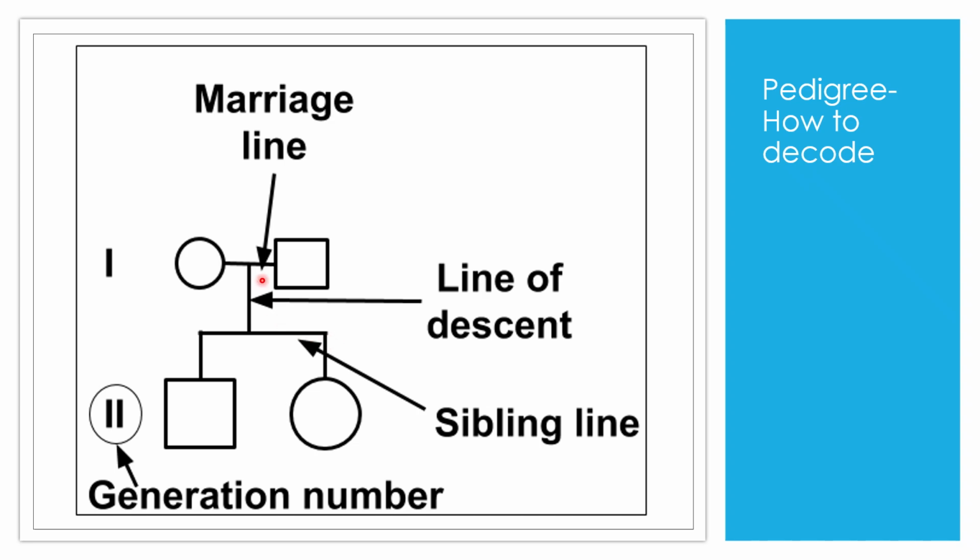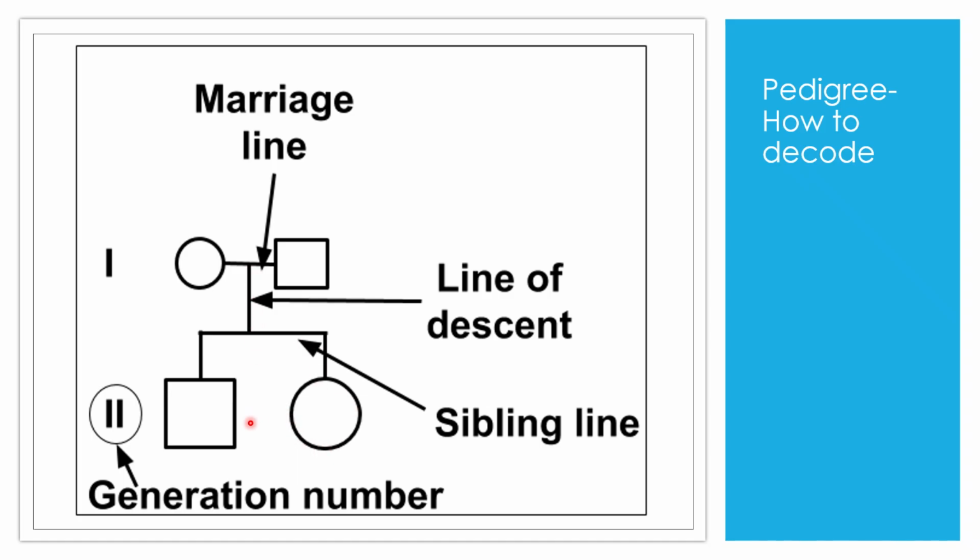Notice how the line of descent goes straight down, and then there's another horizontal line. The horizontal line here to show siblings has a line, however many siblings there will be, a line going straight down to connect the sibling to the parents.